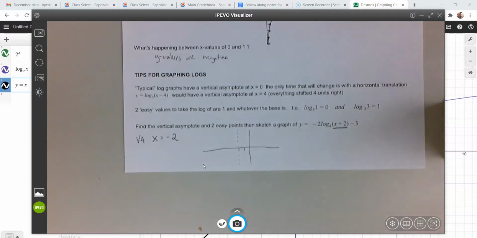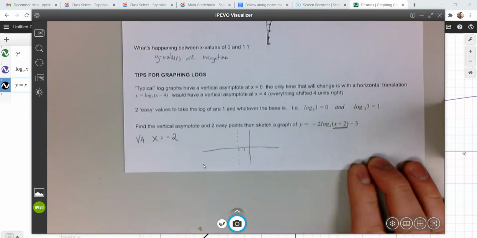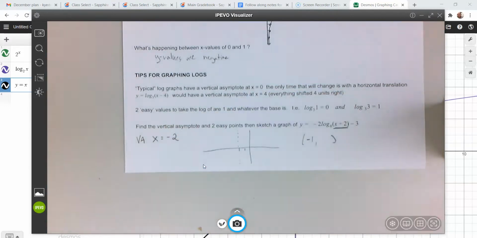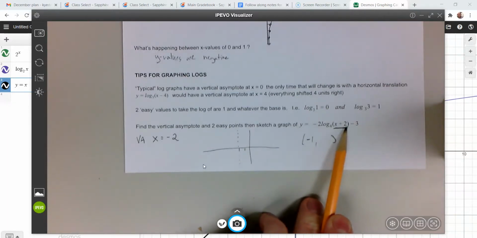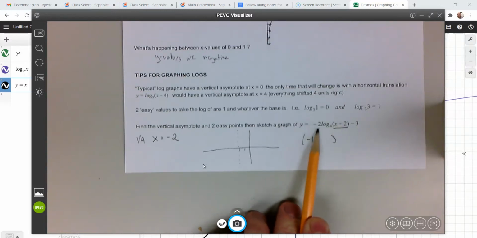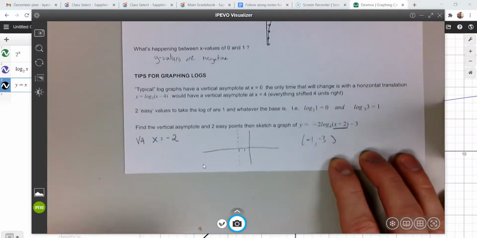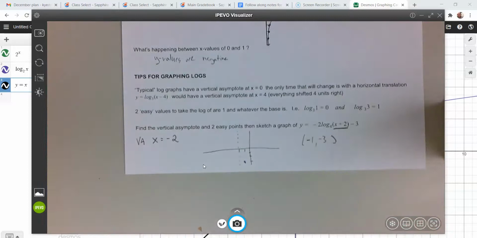Good. Now the easy values for this. It's easy to take log base 4 of 1. That would be really easy. So I have to ask myself, what value would I have to plug in here to make this argument equal to 1? The answer is negative 1. So I'm going to plug in negative 1 into my function and see what it kicks out. Negative 1 plus 2 is 1. Perfect. Log base 4 of 1 is 0. 0 times negative 2 is 0. 0 minus 3, negative 3. So I get this point on my graph, negative 1, negative 3. I'll put a dot.